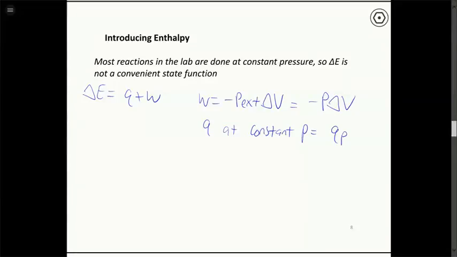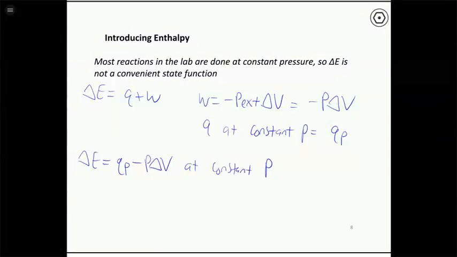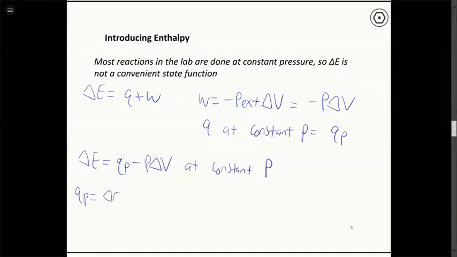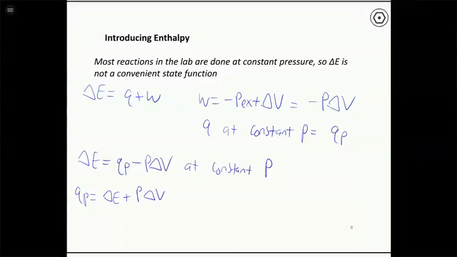So at constant pressure, we can rewrite delta E as QP minus P delta V. That's the form of delta E whenever the pressure is constant. And then we can solve for QP, because in a laboratory setting, measuring the heat is pretty straightforward. Measuring the work term is not always as easy, and we don't want to have to measure both of them. So if we solve for QP, QP is delta E plus P delta V. It's a sum of two state functions. Delta E and P delta V are both state functions in this case if the pressure is constant.